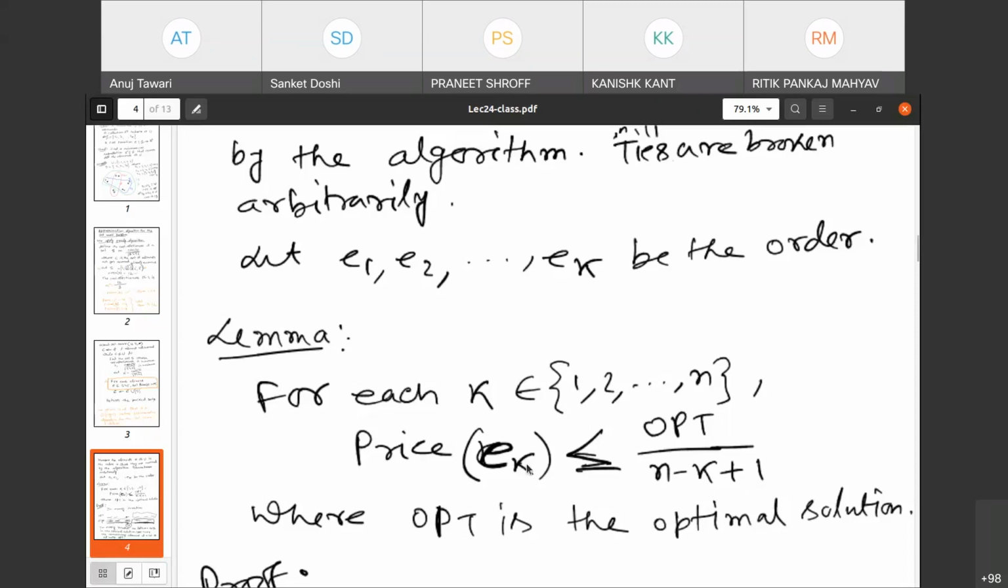Remember, what was the price of Ek? It is the cost effectiveness, that ratio alpha, which is just the cost of that subset divided by the set of newly covered elements. And we want to claim that it is at most OPT divided by n minus k plus 1. So how do we prove this lemma?